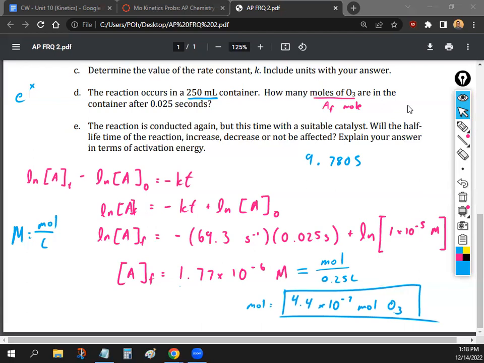First, you want to address the first part of the problem. Make sure you specifically say if it will increase, decrease, or not be affected. And then you want to explain your answer using activation energy. Make sure you answer every part of the question as directly as possible. You don't want the grader to be guessing what your answer is, because they're not going to guess, they're just going to take off points.